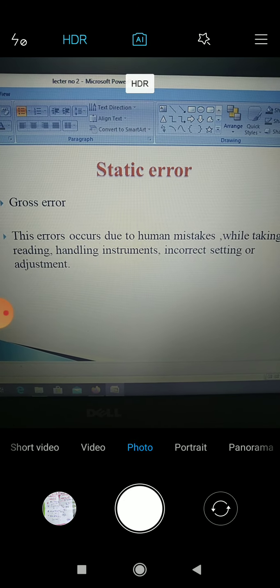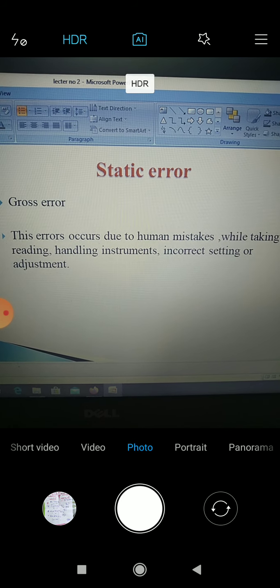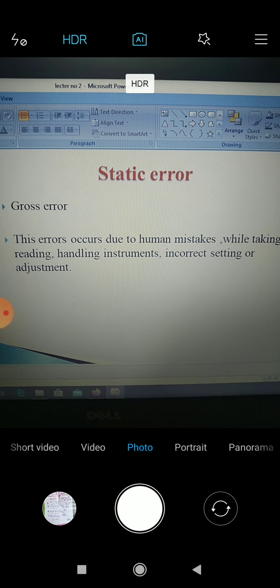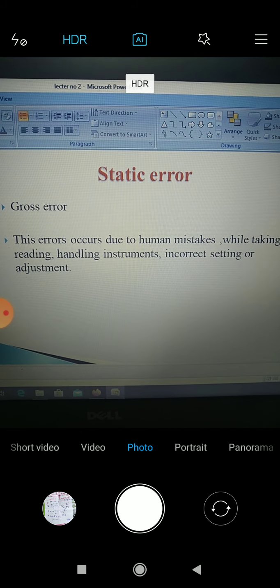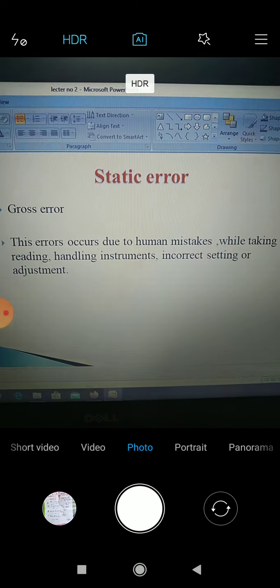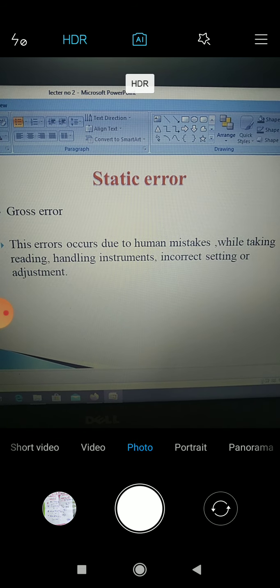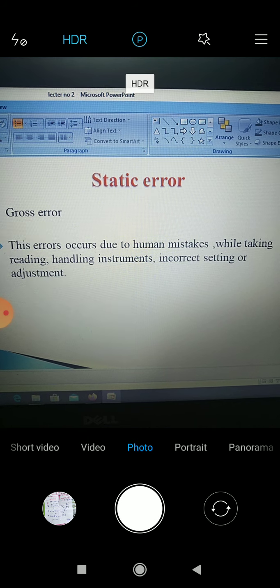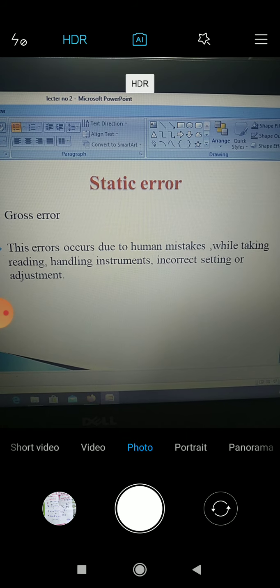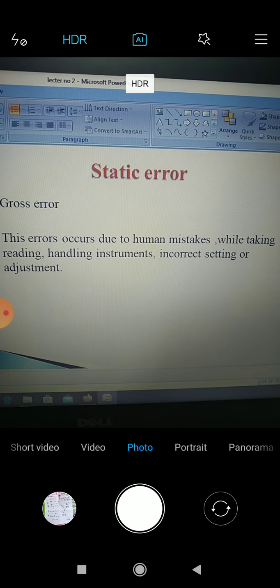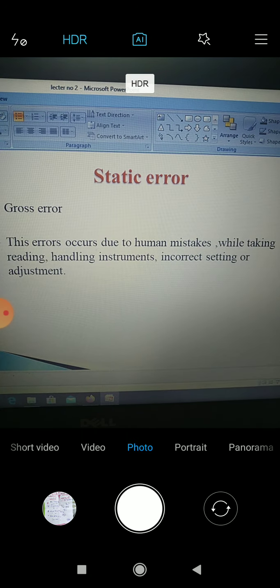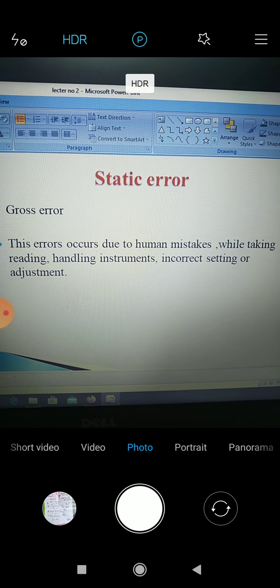Next we'll move on to the gross error. Gross error is reduced by taking readings and recording carefully, and by proper handling of the instrument. For example, the experimental reading of the temperature is 31 degrees Celsius while the actual reading is 21 degrees Celsius. So the difference is 10 degrees Celsius. Already you know, static error is also one of the gross errors.